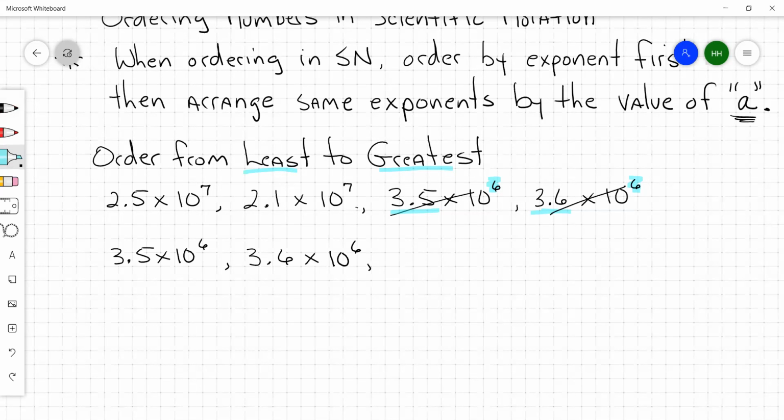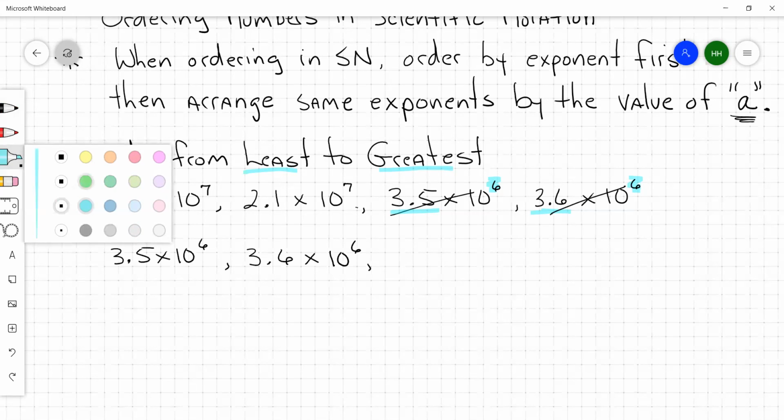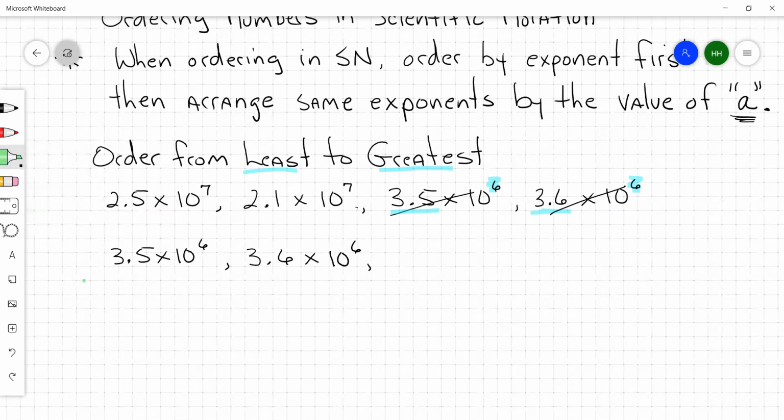Now we've got 2 with 10 to the 7th power. They're both to the 7th power. We're going least to greatest. So we look at the A values. We look at the 2.1 and the 2.5. Since the 2.1 is smaller, it goes next. So we got 2.1 times 10 to the 7th. So that's gone. It leaves 1 left. That's our 2.5 times 10 to the 7th.